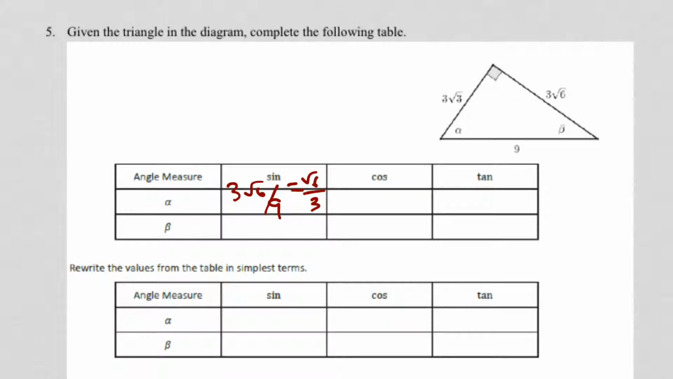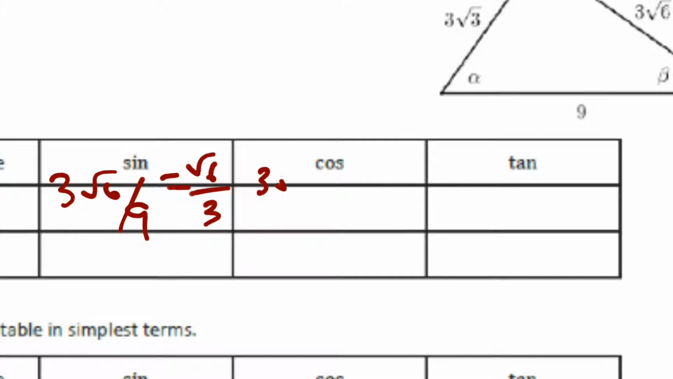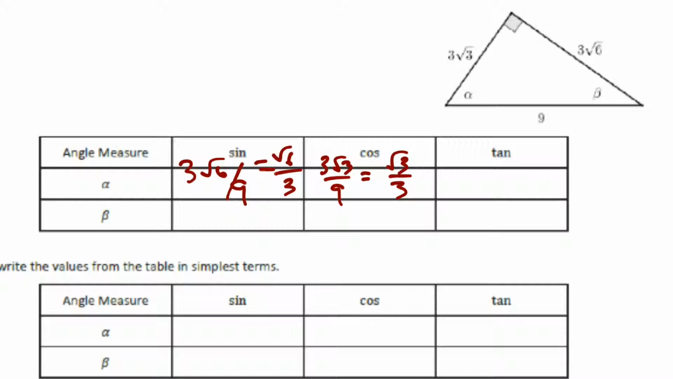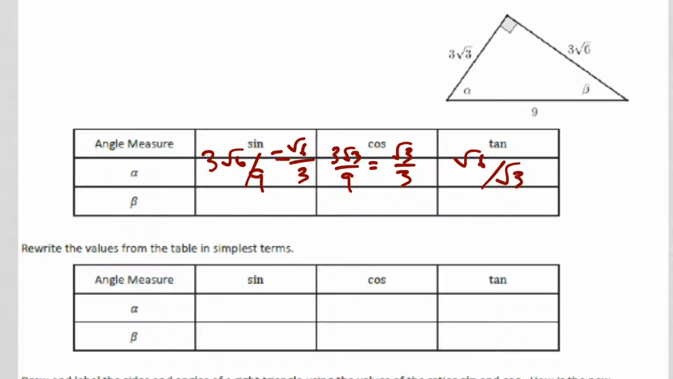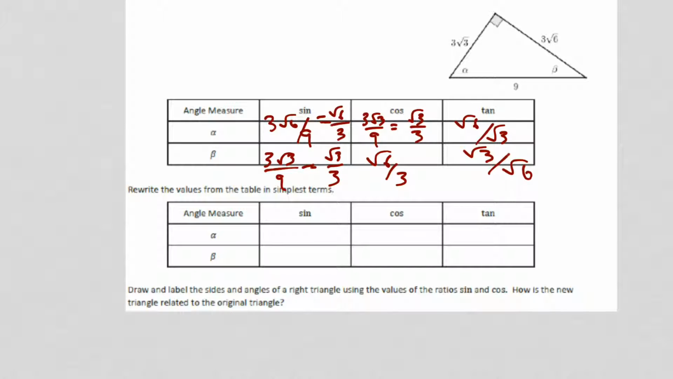Cosine of alpha should be 9. No, I lied to you. Should be 3 root 3 over 9, which is root 3 over 3. And tangent should just be root 6 over root 3. Sine of beta should be 3 root 3 over 9, which is just root 3 over 3. Cosine of beta should just be root 6 over 3, which is the answer from here. And the last one should just be root 3 divided by root 6. You can actually simplify this. This becomes root 2, and this becomes 1 over root 2.